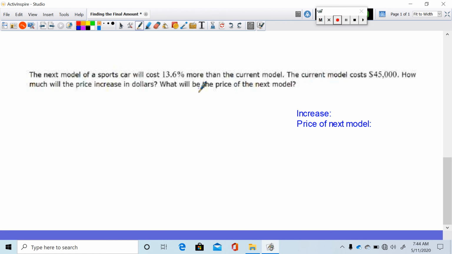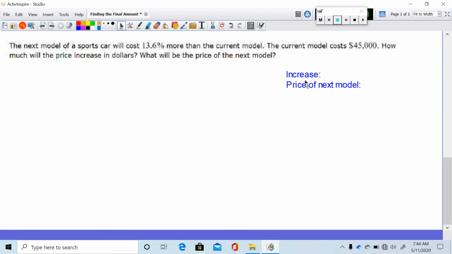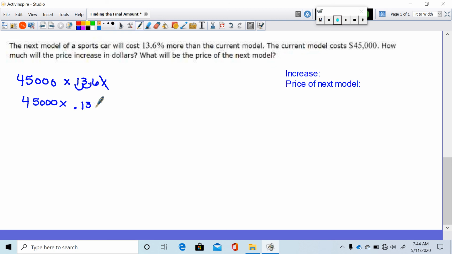The next model of a sports car will cost 13.6% more than the current model. The current model costs $45,000. Okay, so you start with the amount that's not a percentage and you multiply that by the percentage. So we're going to do 45,000 times, to get rid of the percent sign, move the decimal 2 places to the left. So it's going to be in front of the 1 now. So 0.136. When you do that, you get 6,120.